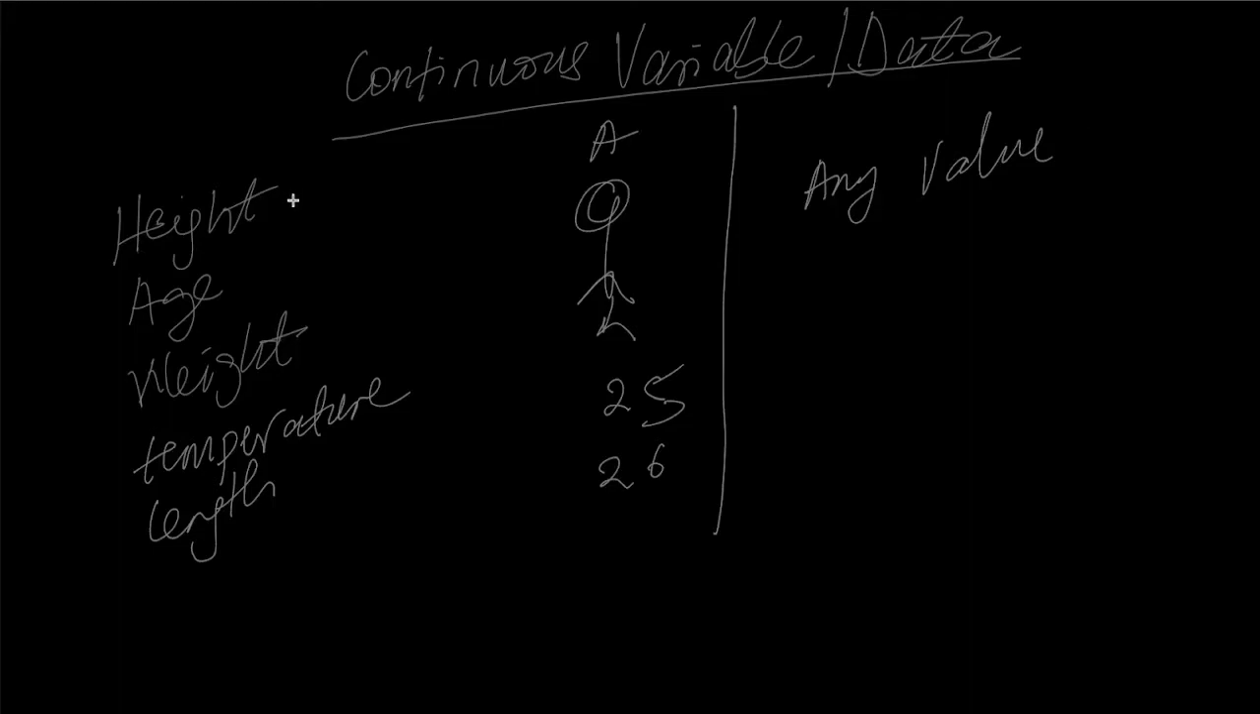The height of anything could be measured in inches, in feet, or in centimeter. The age of a man could be what? 25 years old. That is 25 years. The unit is years. The weight of something in kg. Temperature in centigrade or in Fahrenheit. The length of something could be measured in meter. You see? Any number or variable or data that falls into continuous variable or continuous data, they have what? Unit.